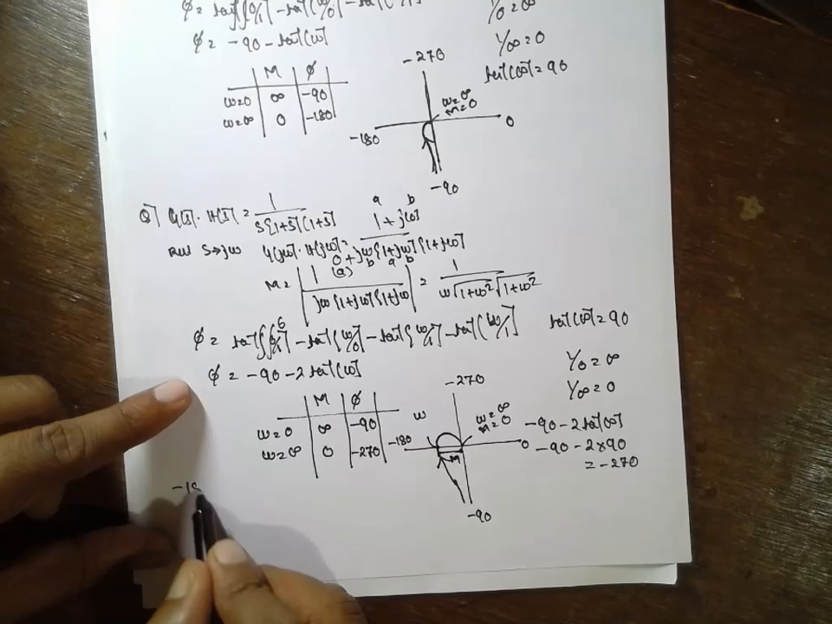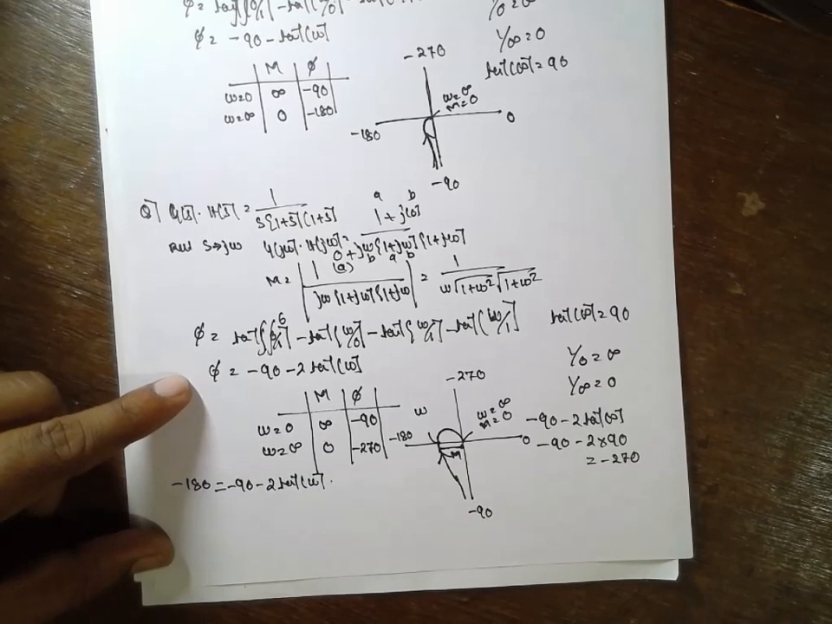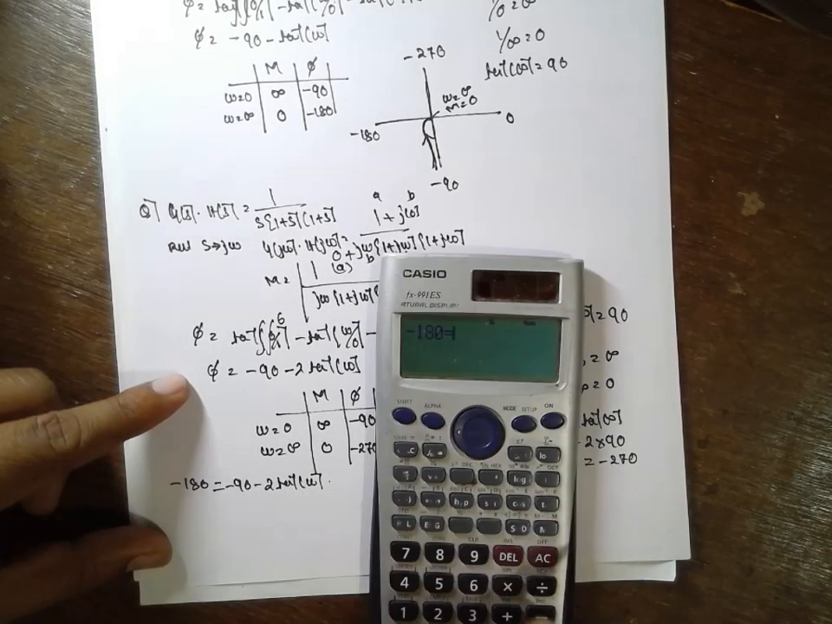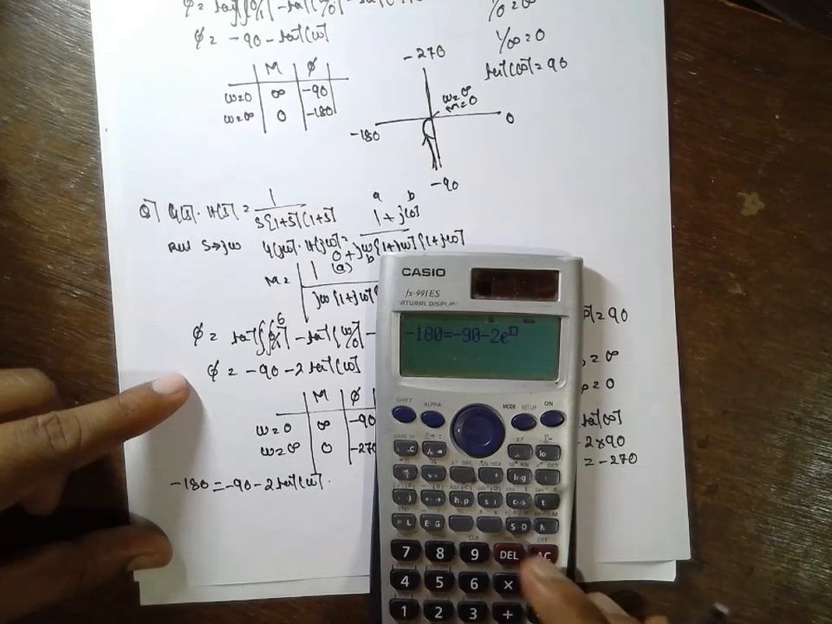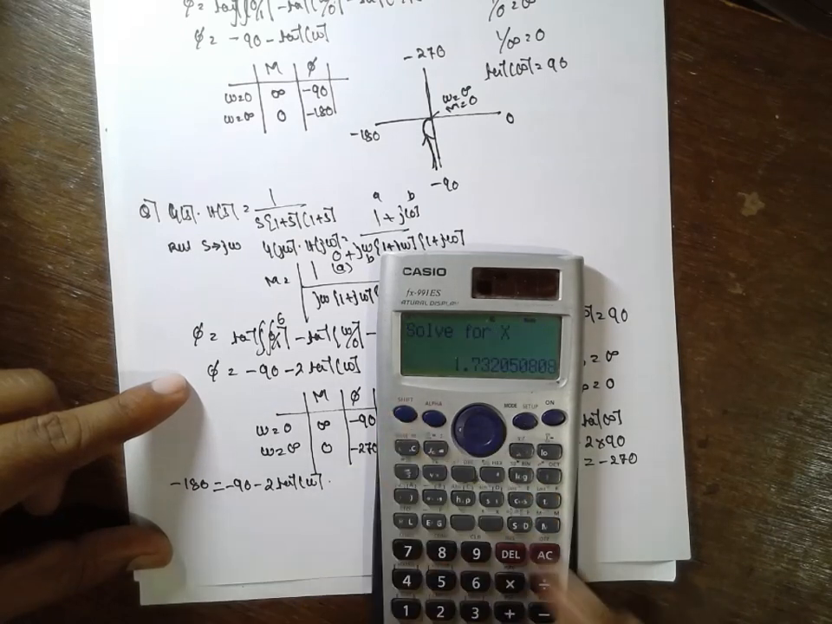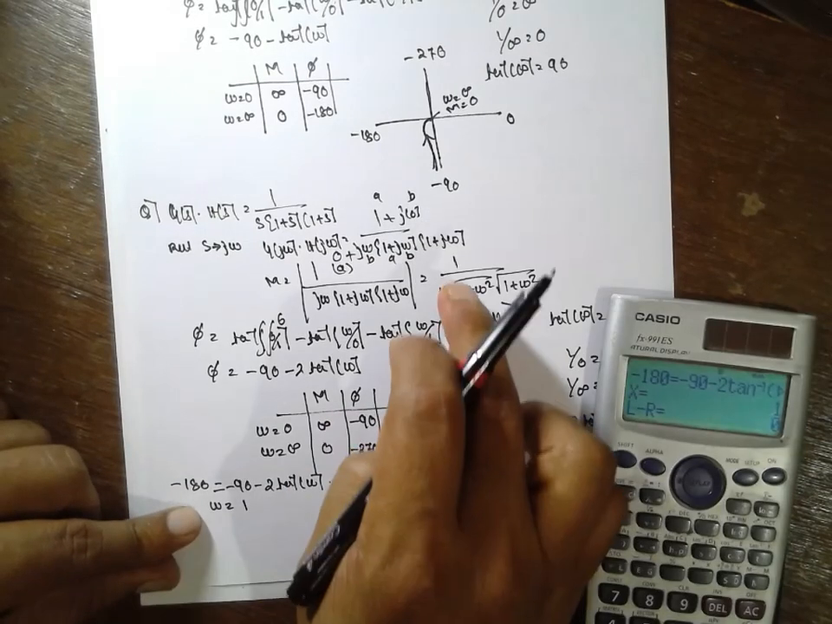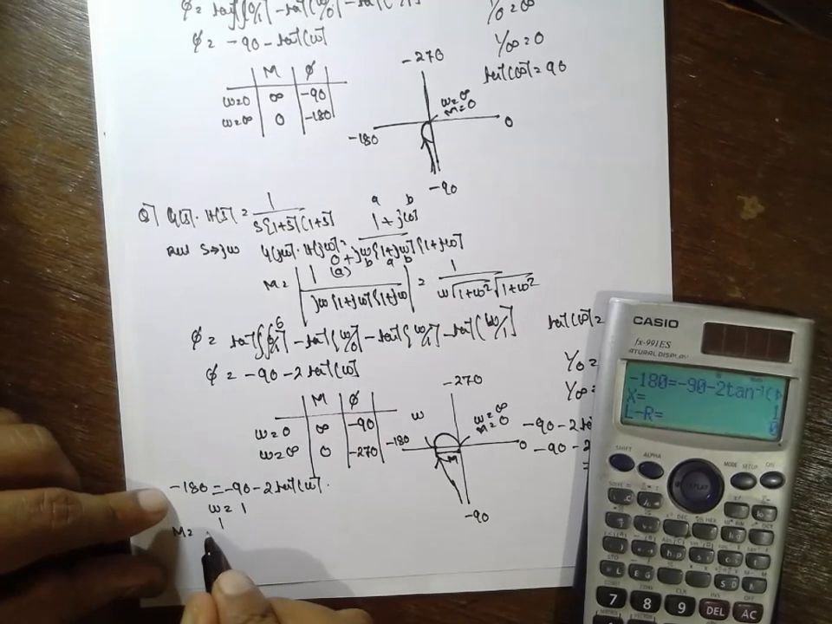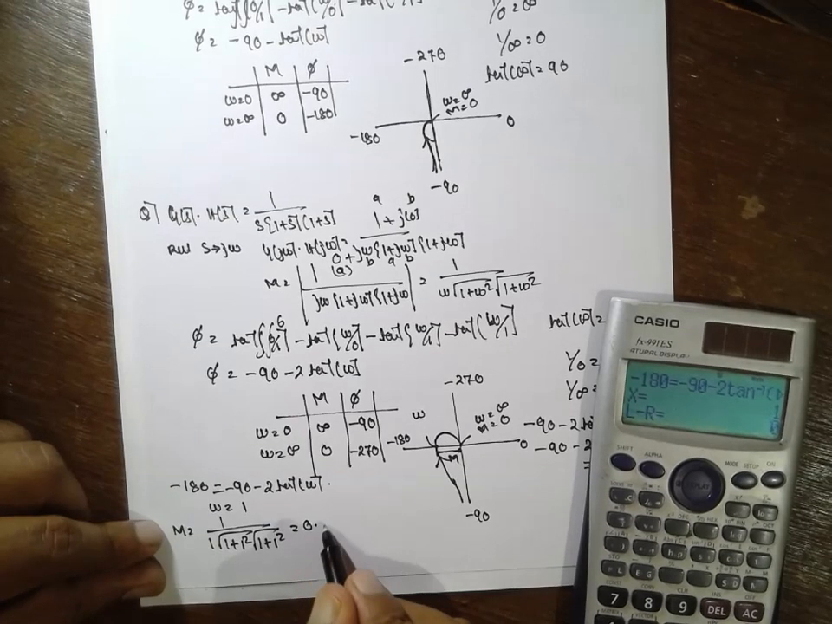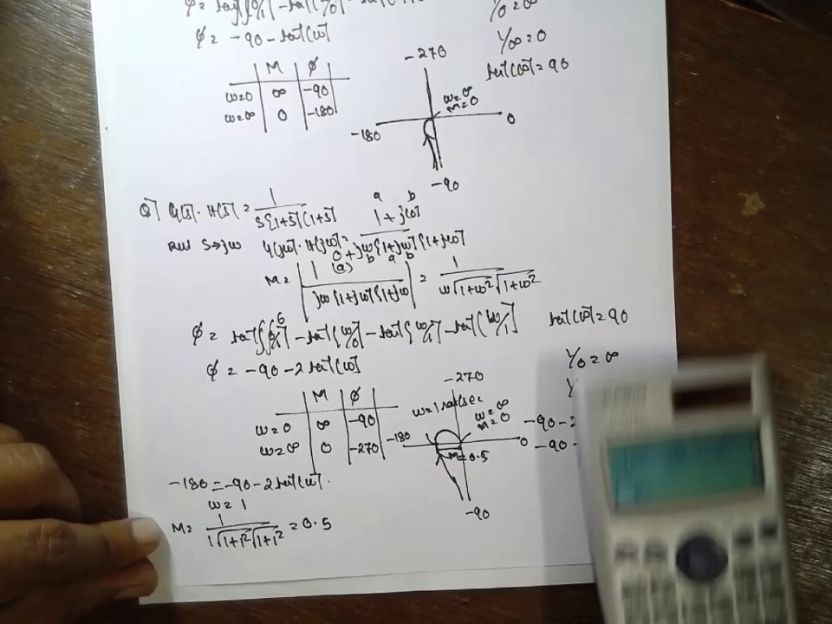But it cuts the line of 180. Therefore, substitute the value of minus 180 here. Minus 180 is equal to minus 90 minus 2 tan inverse omega. With the help of calculator, find out the omega. Minus 180, alpha is equal to minus 90 minus 2 shift tan inverse alpha, shift solve is equal to. Omega will be 1. Substitute this value of omega into the magnitude. You will get the magnitude 1 by root 1 plus 1 square, root 1 plus 1 square, which is nothing but 0.5. The value of m is 0.5 and omega is 1 radian per second.